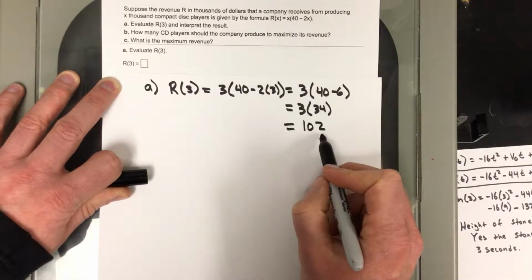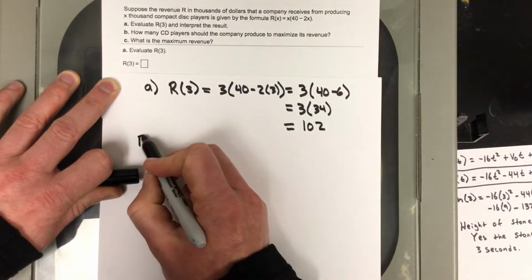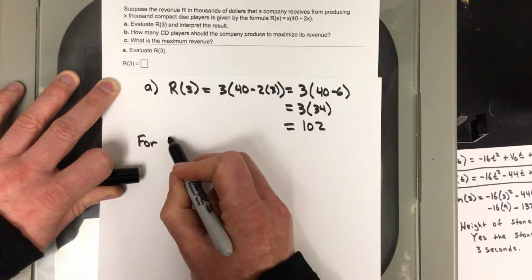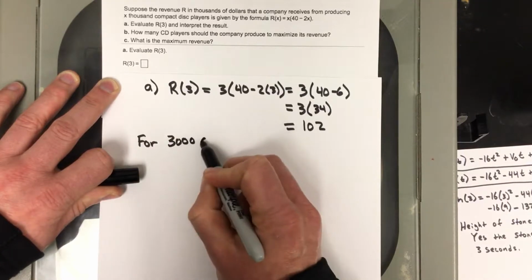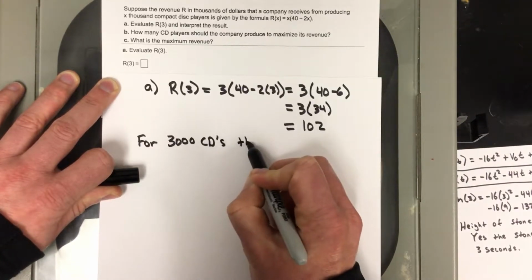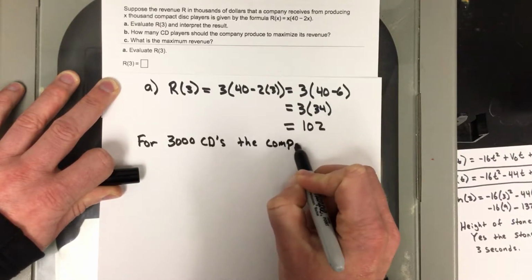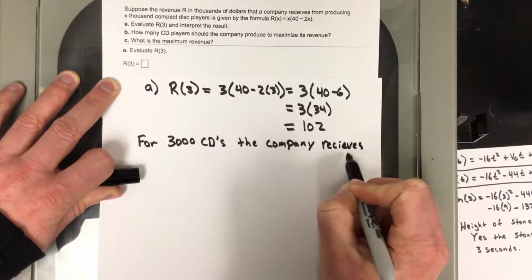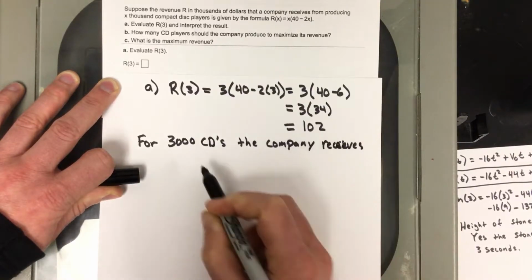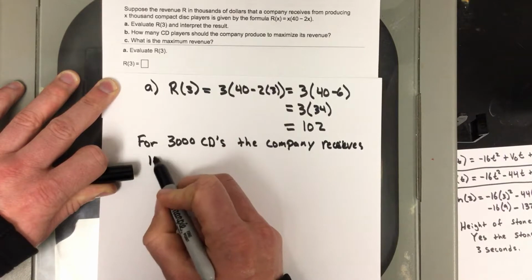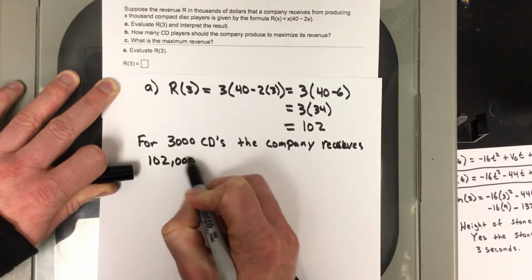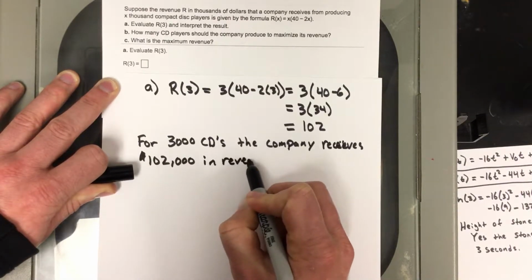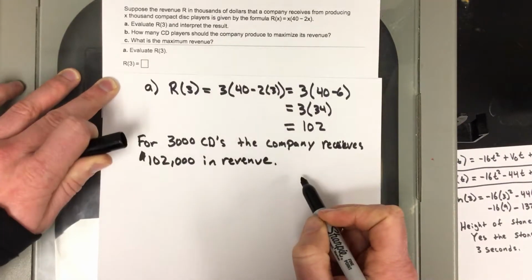So what does 102 mean? So I would write: 3, remember, is compact discs, so for 3,000 CDs, the company receives, remember in thousands, $102,000 in revenue. Okay, so that's part A.